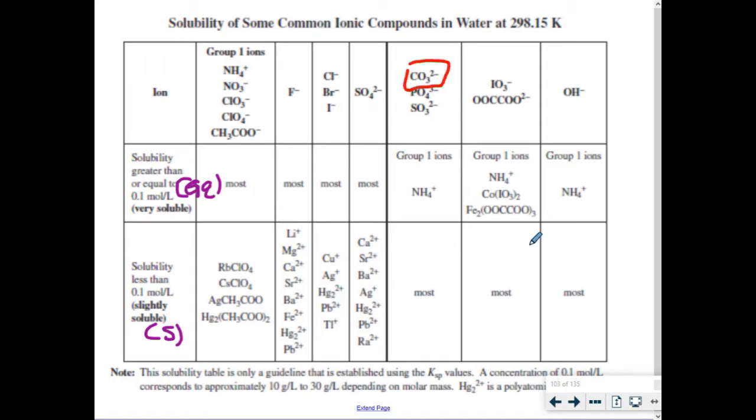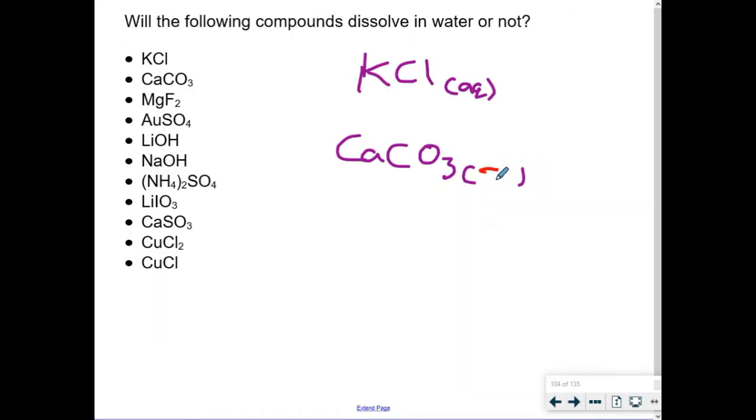Then just try to figure out where calcium fits. Is calcium going to be here, or is calcium going to be here? Well, it says group 1 ions fit here, but calcium is group 2. It also says NH4 is here. So I think calcium fits into this bottom category. That means that when you write it out, this thing is most likely a solid. Does that make sense? So all you need to do is have access to the chart and practice a few. Let me do 2 more, and then I think we should be able to call it a day.